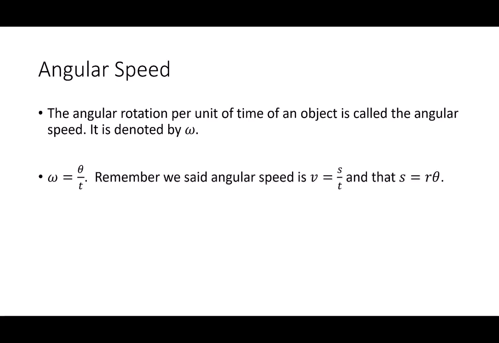Let's connect this to our other equations we've used so far. So we said the linear speed, v, is s over t, and s is equal to r theta. So if we write that v is s over t, but that s is r theta, then we have v is r theta over t. But we just found out that theta over t is equal to omega. So substituting omega in for theta over t says that v is equal to r times omega.